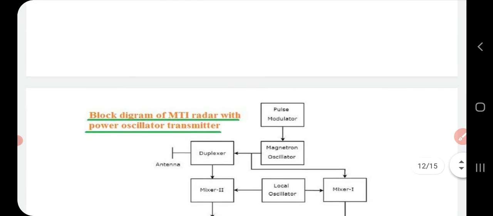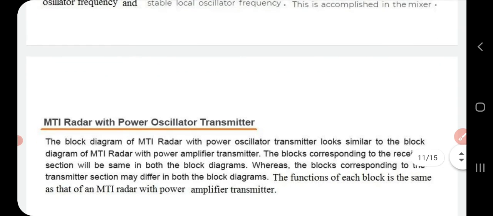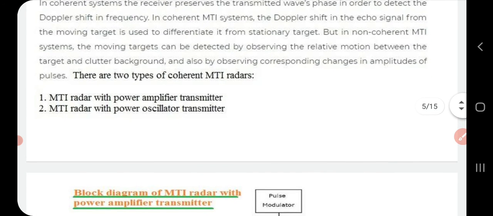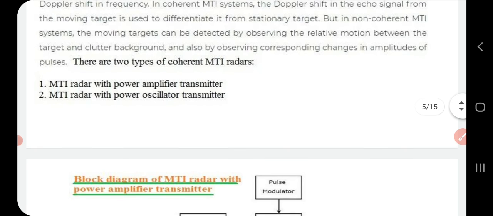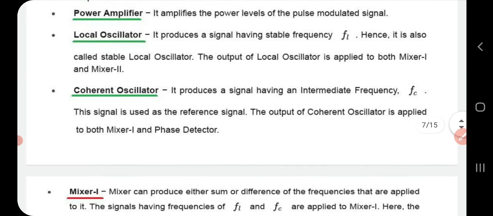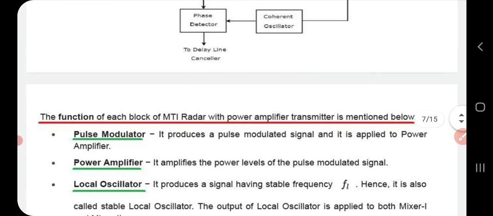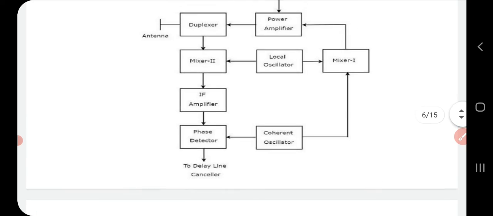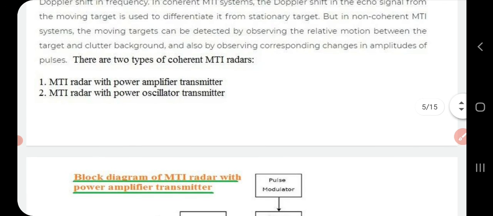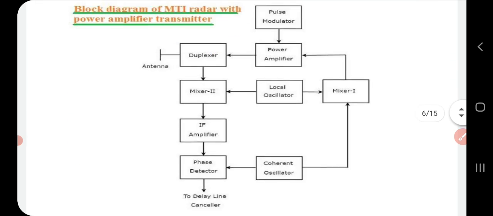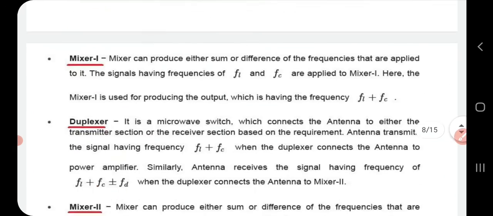Among these, the important one is MTI radar with power amplifier transmitter. But if you are asked to discuss MTI radars, then you will have to mention both of these. MTI radars are broadly classified into coherent and non-coherent, and we are going to discuss more about coherent. Coherent types are divided again into two: MTI radar with power amplifier transmitter and MTI radar with power oscillator transmitter. Give their block diagram, functions of each block, and just one paragraph about their working.